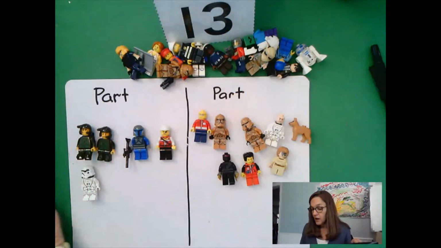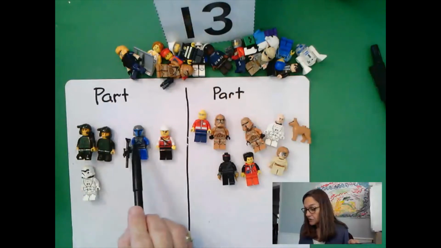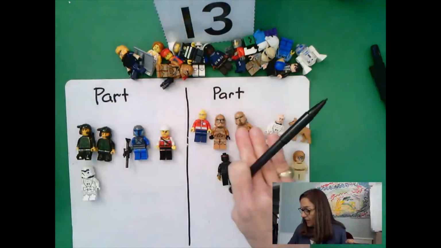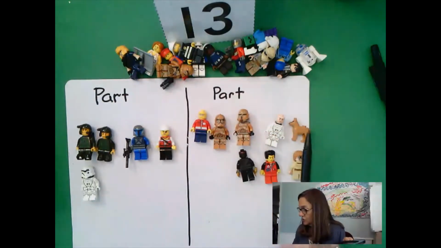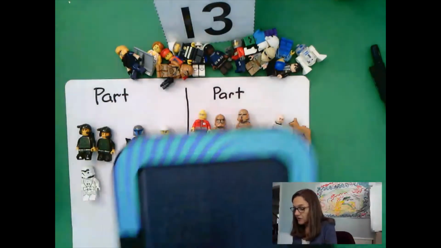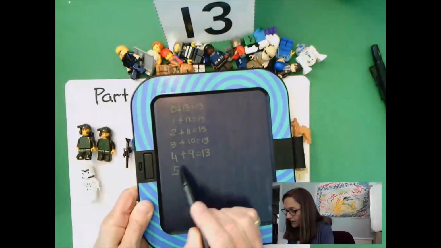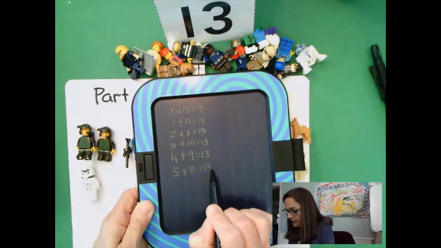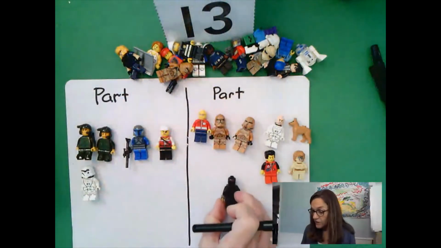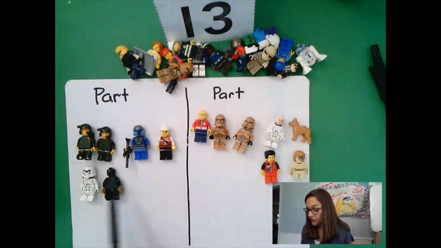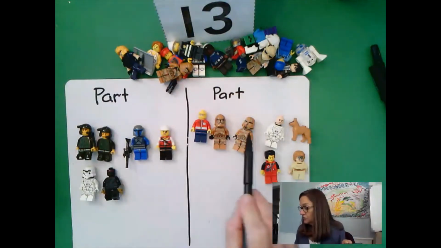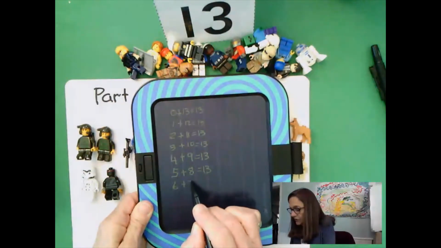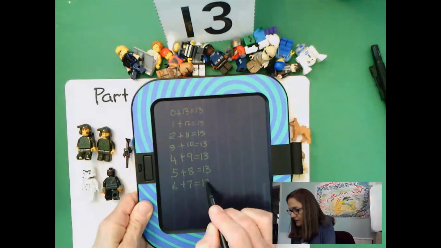And when I slide another guy over, move this white guy over, I've got 2, 4, 5 over here, and I've got 2, 4, 6, 8 over here. So 5 plus 8 equals 13. Then we're going to move another one over. And so now we have 6 plus 2, 4, 6, 7. 6 plus 7 equals 13.